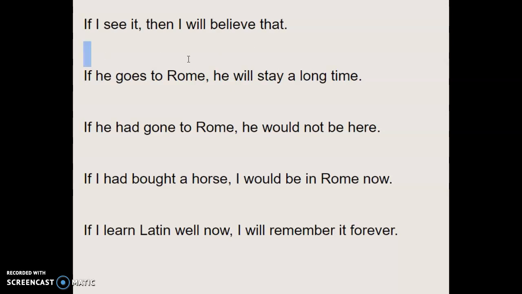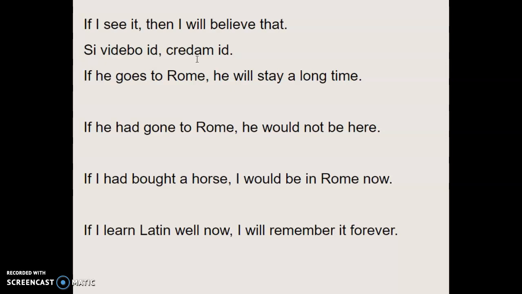So let's put that into Latin. If I see it. Once again, we're just using futures here. So video, I can type videbo, if I see it. Then I will believe it. So believe, let's use credam for believe. And my computer does not like id. There we go. Si videbo id, credam id. If I will see it, I will believe it. If I see it, I will believe it. They're occurring at the same time.